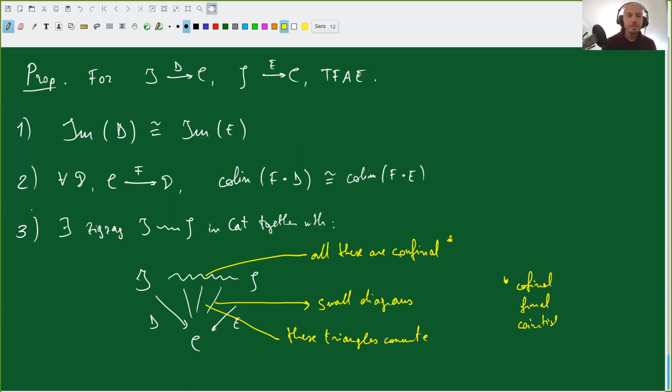Now, you probably know that 3 implies 2 is the standard theory of cofinal functors. So that's pretty easy. Sorry, I have numbered things differently than in the paper. This is the standard theory of cofinal functors. 2 implies 1 is also pretty easy because you take F to be the unit embedding, up to size issues.